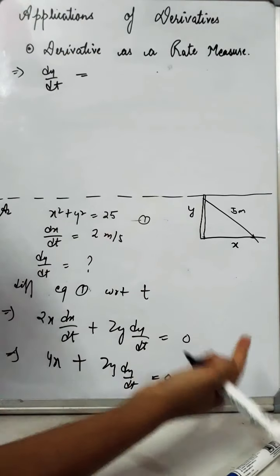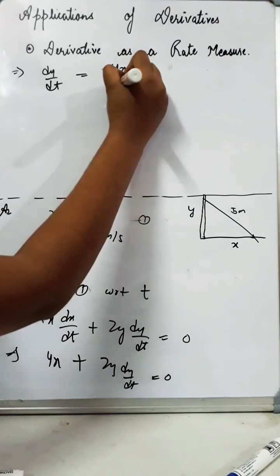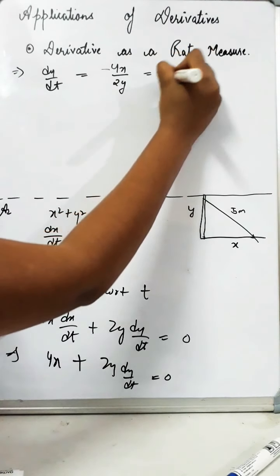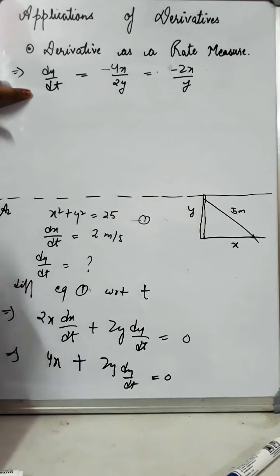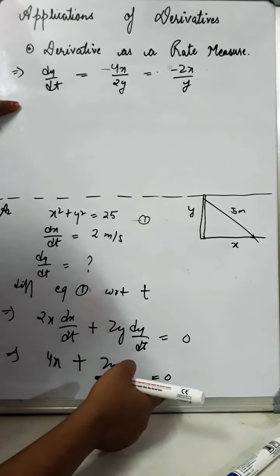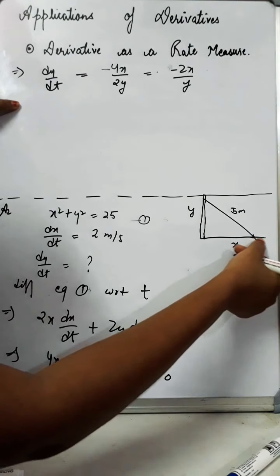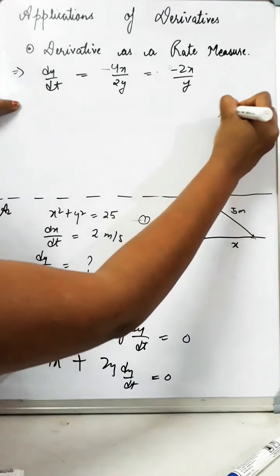कितना हुआ, -4x अपॉन 2y, हाँ, सो ये क्या हुआ, -2x अपॉन y, दिस इज योर dy dt, ऑलराइट। एंड yes, if you read the question, it is given how fast is the height decreasing when the foot of the ladder is 4 meter away from the wall. That means when the foot of the ladder is 4 meter away from the wall. That means when x is equal to 4.